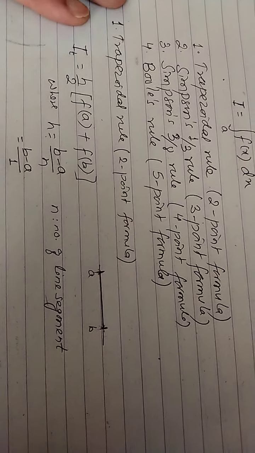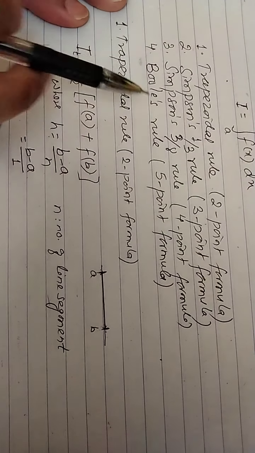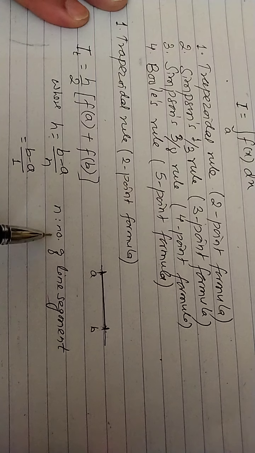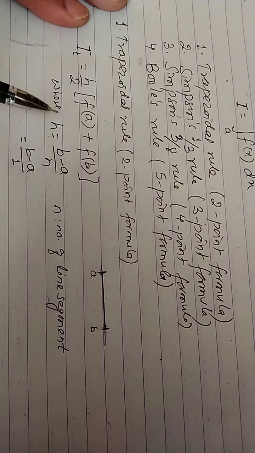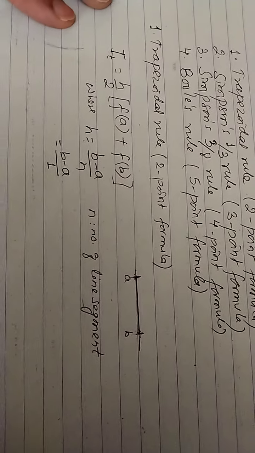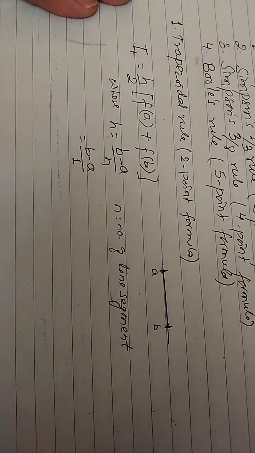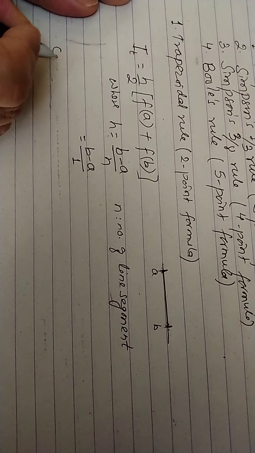So n is not the number of points in case of integration, it is the number of line segments. Please remember, right? So n is the number of line segments. So this is the formula for the basic trapezoidal or simply trapezoidal rule. We have a composite version of the trapezoidal rule as well.